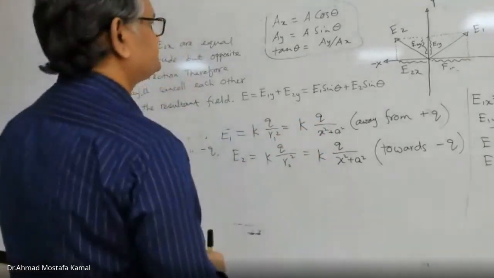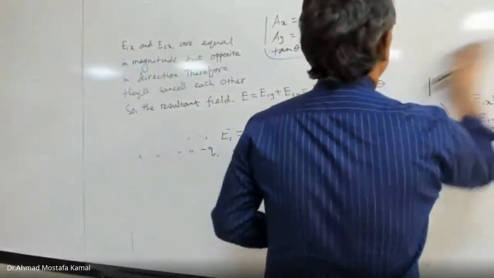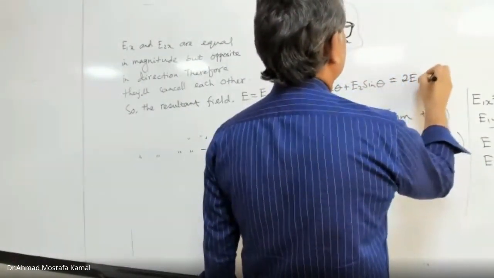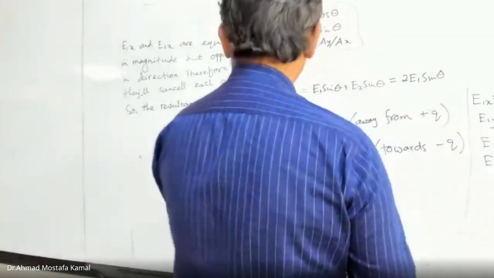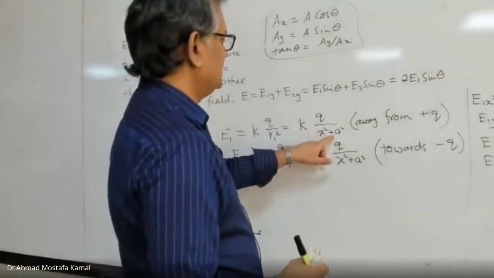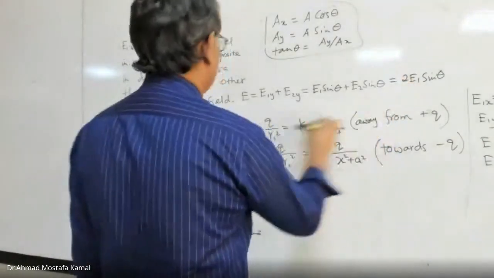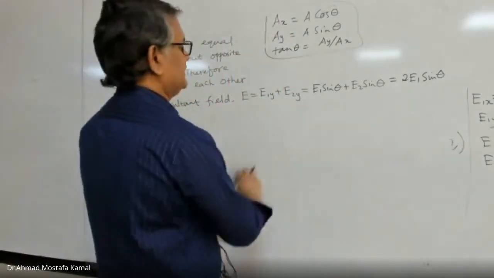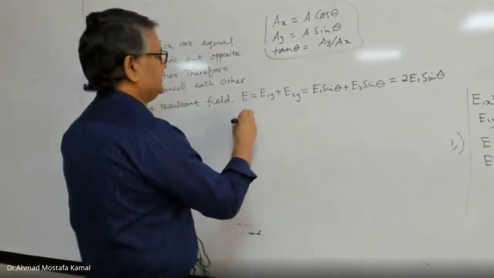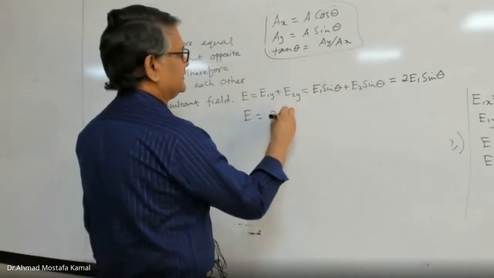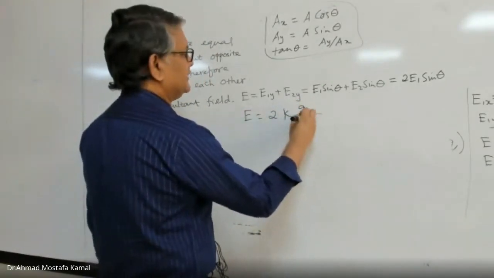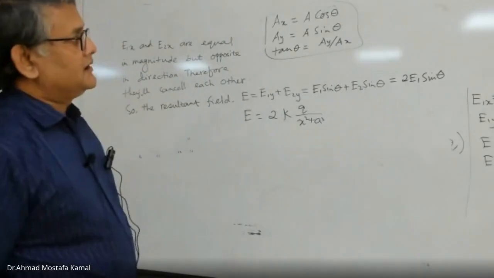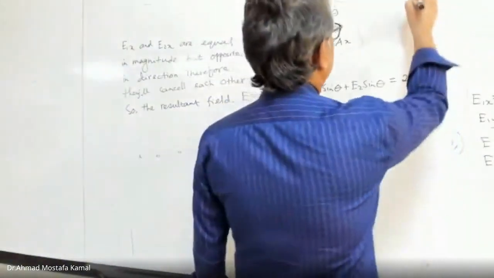Okay, so let me erase it now. 2E1 sin theta or 2E2, all the same. Then put the value of E1 or E2, whatever you write, kq x divided by x square plus a square. I will put this value here. So, we're almost done. Just put that kq by x square plus a square. This is the value of E1. And now what about sin theta? I forgot to take this.